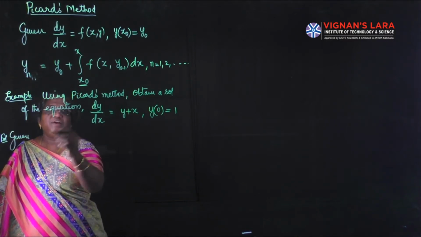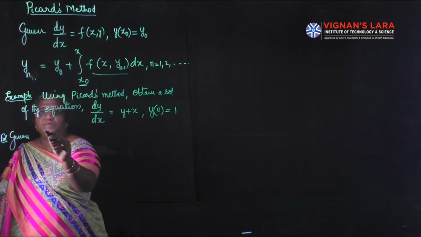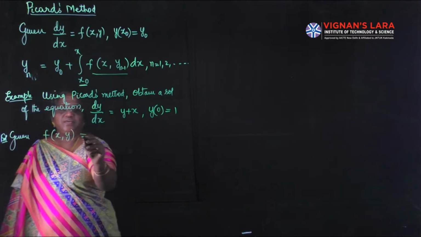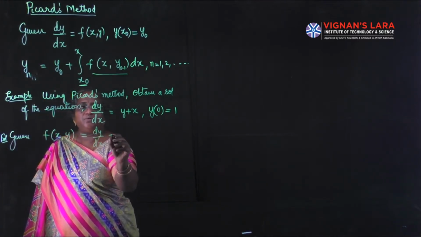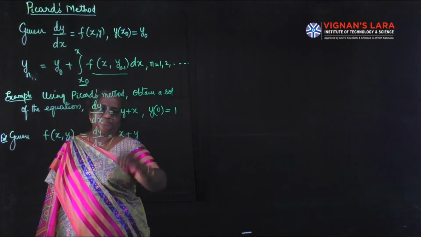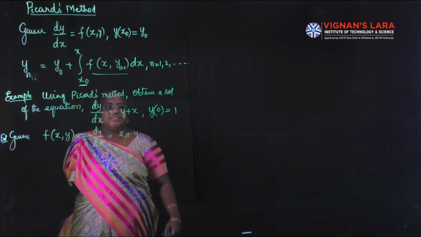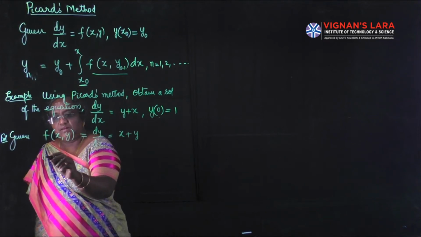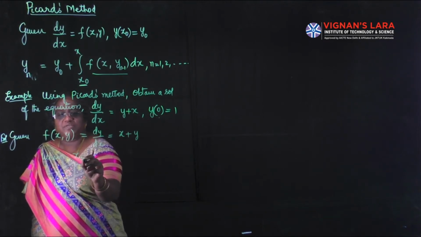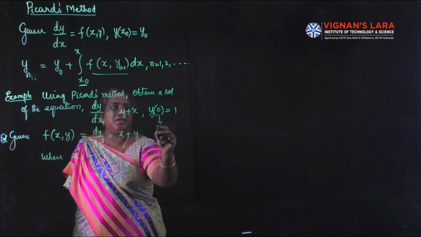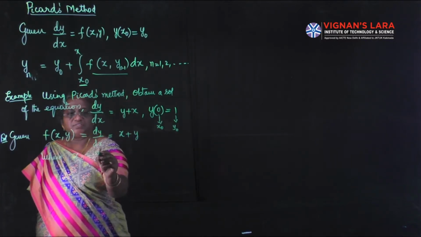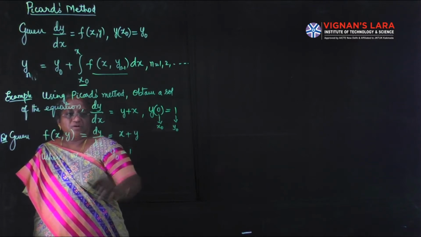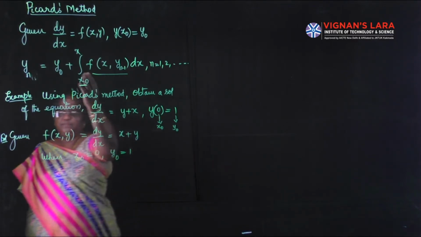Given dy by dx, we need here f of x comma y. So I will write dy by dx as f of x comma y. F of x comma y is nothing but dy by dx, that is equal to x plus y. What is the condition given here? Immediately you have to write this as x naught, this as y naught. X naught is 0, y naught is 1. Now we apply the Picard's method.